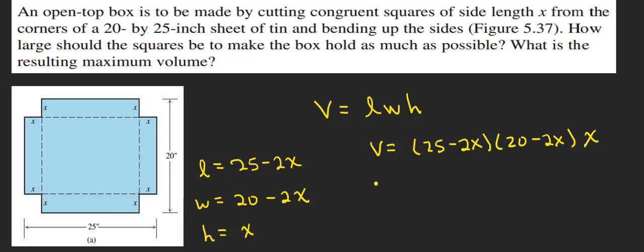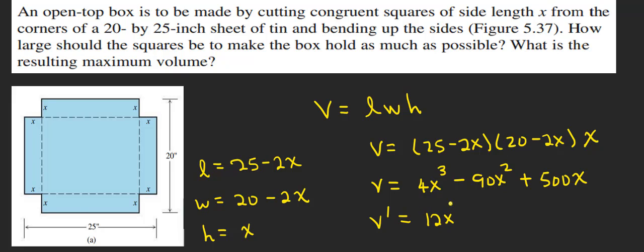Now when you multiply all these out, you're going to get 4x cubed minus 90x squared plus 500x. So the derivative of the volume is going to be 12x squared minus 180x plus 500. And at this point, you need to find the critical point. So you have to set that equal to 0 and solve for x.